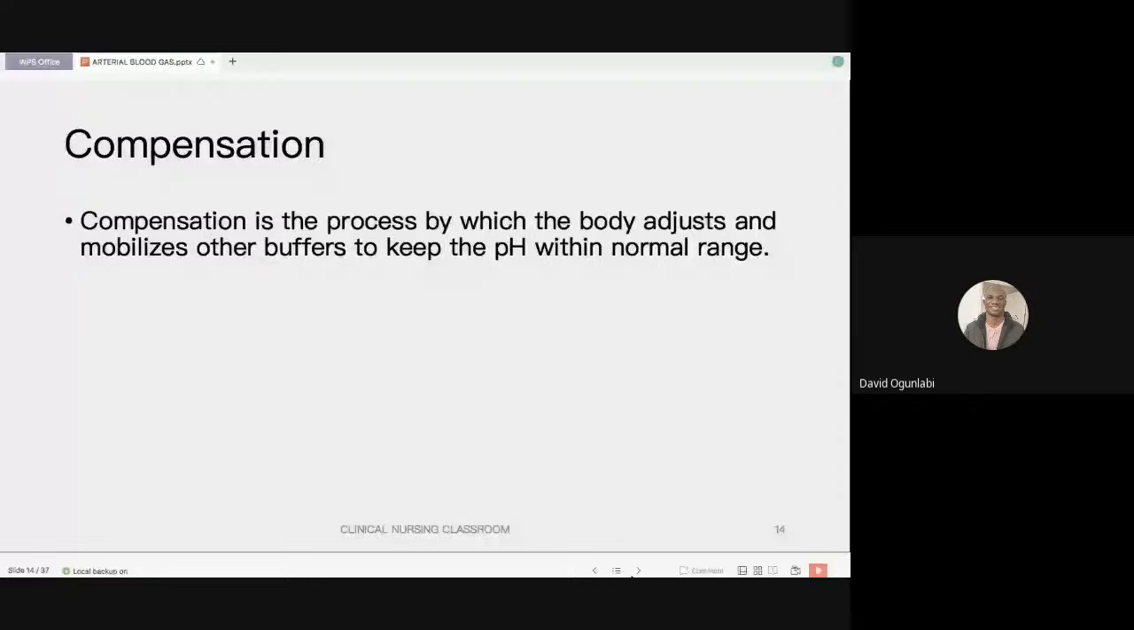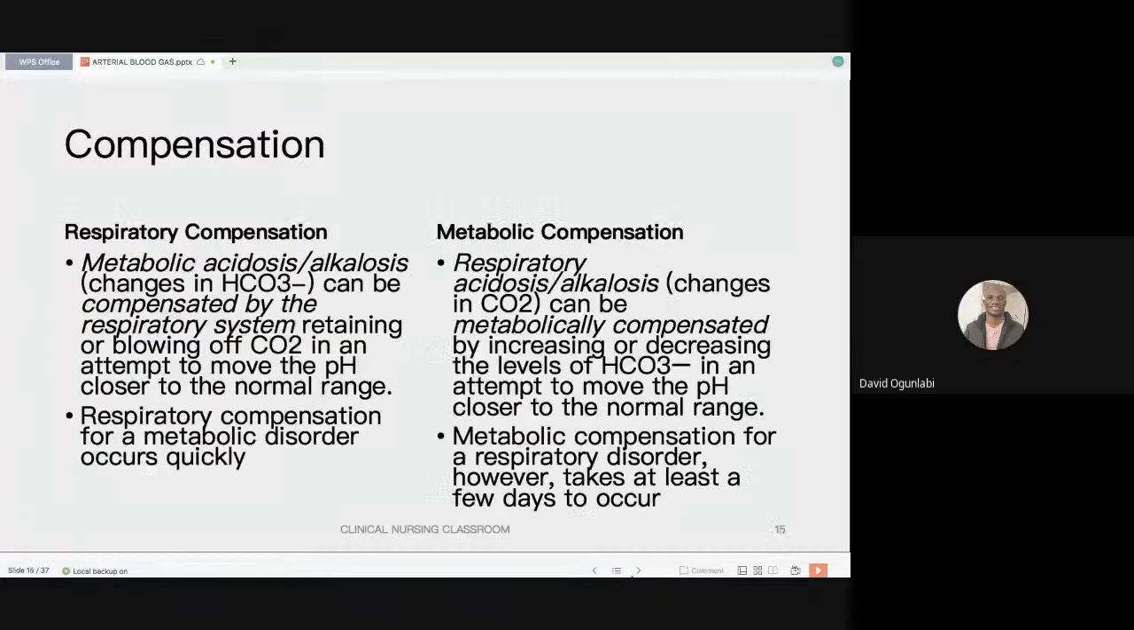So if the pH is too high, the body tries to compensate. If the pH is too low, the body tries to compensate, because if pH is too low, it means there is acidosis. If pH is too high, it means there is alkalosis. So the body tries to bring about a compensatory system into it, and we will see how that is done shortly. There are two major compensations. We have respiratory compensation and we have metabolic compensation. Now, listen attentively at this stage, because this is where a lot of people get confused.